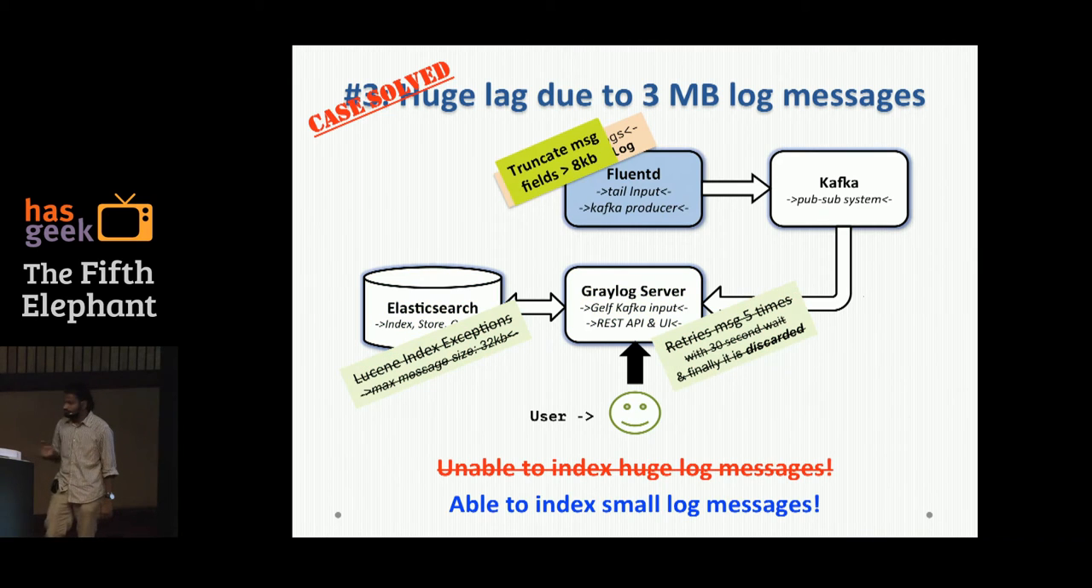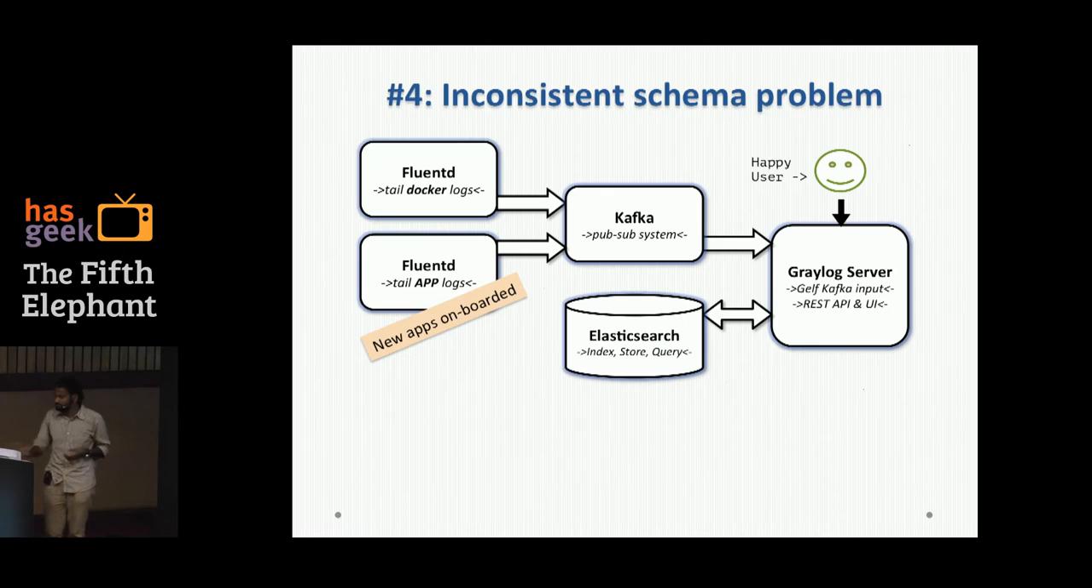Solution: either truncate the message or divide it into multiple parts. We decided we'll just truncate the message. We came up with 8 KB as the max field size which the JSON will support, and the problem is solved because exceptions will not happen if the message size is small.